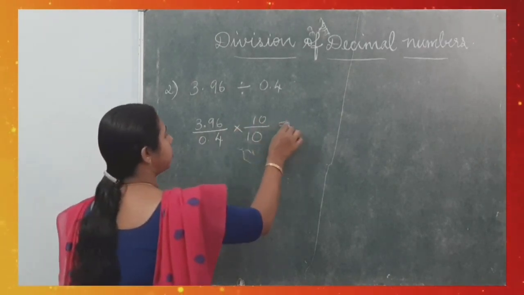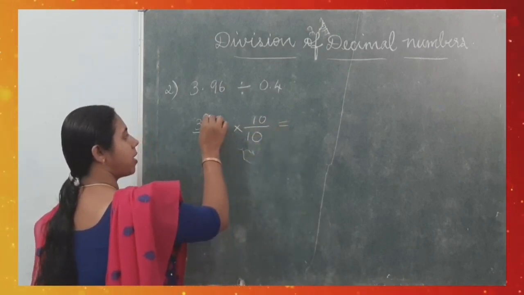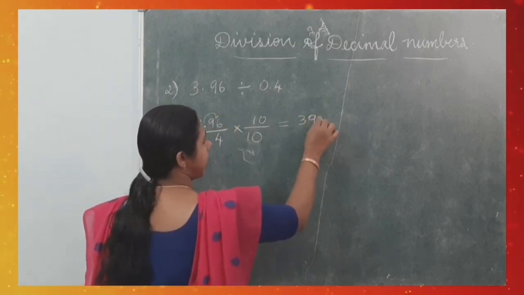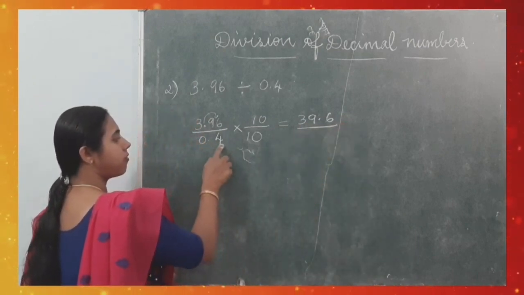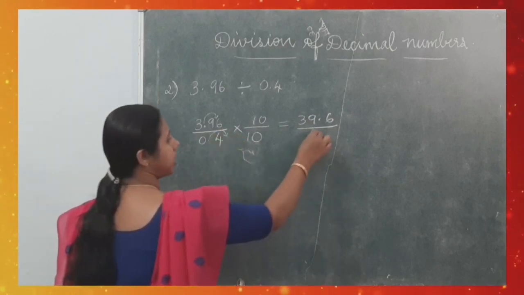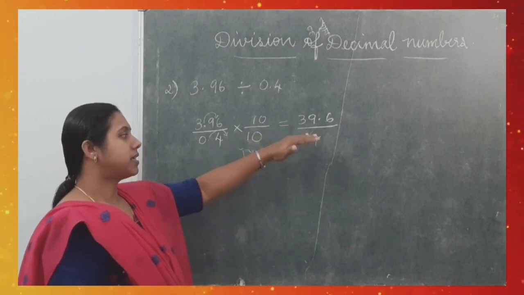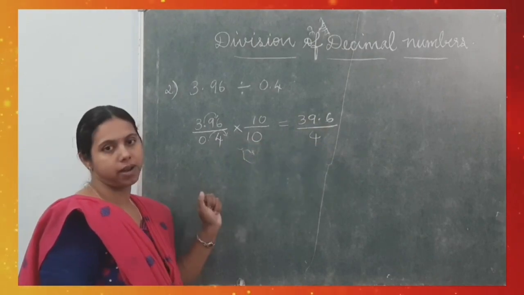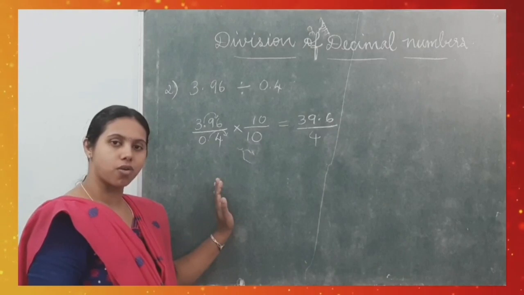So it will be equal to 3.96 into 10. So the decimal point will move one place to the right. So it will be 39.6 divided by 0.4 into 10. The decimal point will move one place to the right. So the answer is 4. Now a decimal number is dividing by a whole number. We know how to divide a decimal number by a whole number. You can divide them as a whole number and put the decimal point in the quotient.